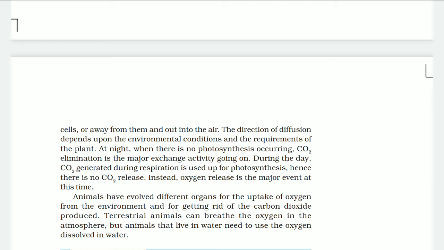Animals have evolved different organs for the uptake of oxygen from the environment and for getting rid of the carbon dioxide produced. Terrestrial animals can breathe the oxygen in the atmosphere, but animals that live in water need to use the oxygen dissolved in the water.